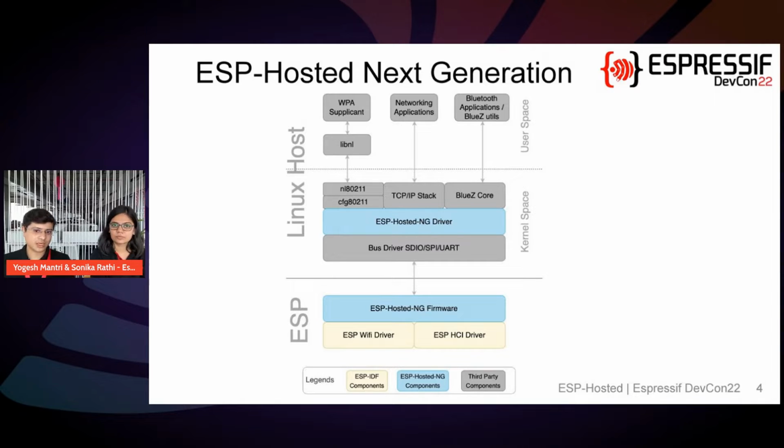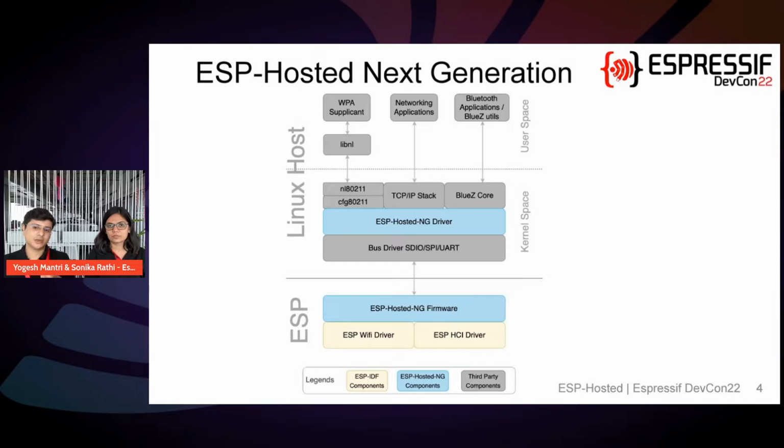Now we will go a little up towards the Linux. You can see there is a vertical line or arrow between ESP and the Linux host. Just above that arrow, there is the bus driver: SDIO, SPI, or UART. So what I mean to say is ESP and Linux are connected with SDIO or SPI or UART or a combination of these. We call this a transport combination.